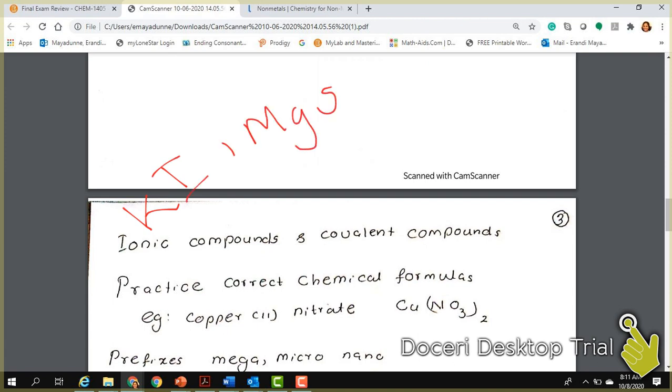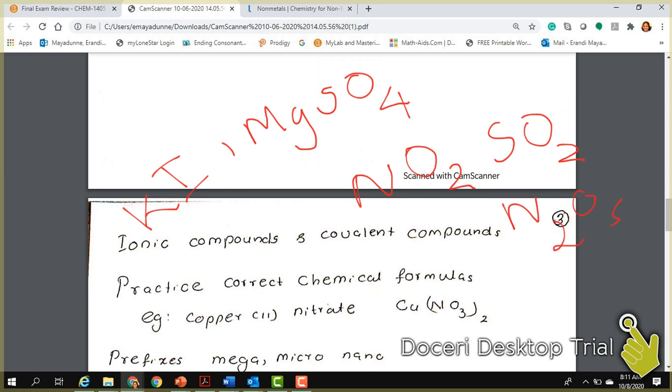Magnesium sulfate is an ionic compound because it is not two non-metals. Magnesium is a metal with a charge, and they completely transfer electrons. So these are all ionic compounds. Covalent compounds are all non-metals, like if I write N2, NO2, SO2, N2O5, ICl. These are all non-metals.